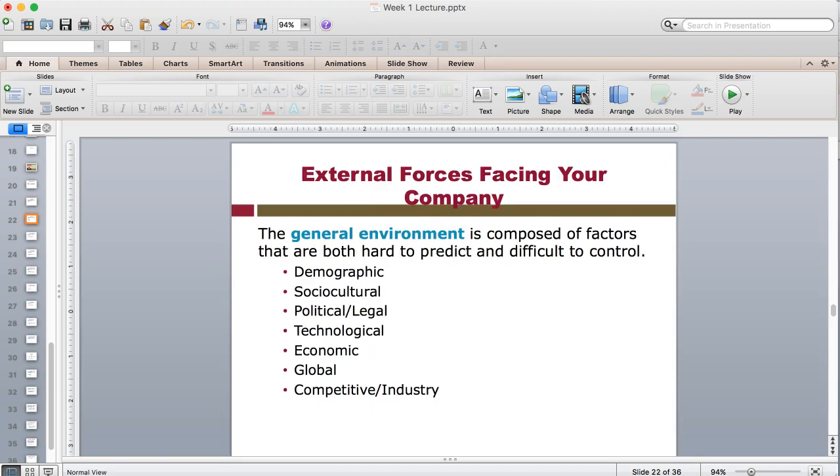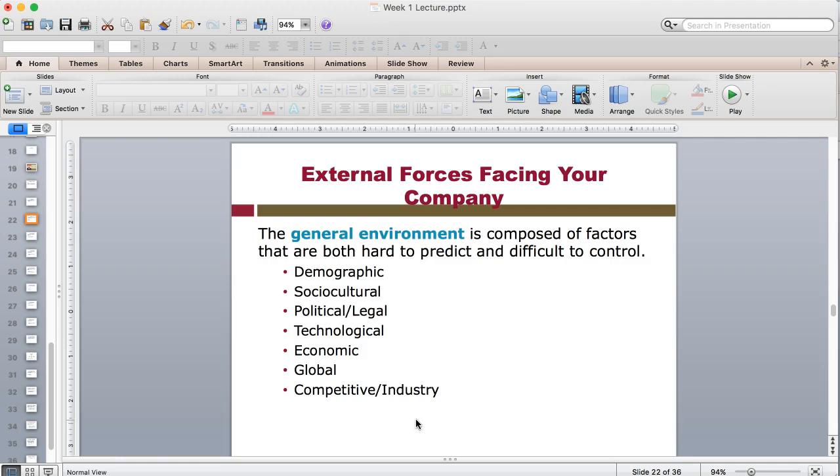So here's your tool. When you're looking at the general environment, what do we look at? Here are 7 areas that you should consider: the demographic, sociocultural, political, legal, technological, economic, global, and competitive industry environment. When you're thinking about the external environment, not complicated, go through each one of these and determine what the trends are in those areas that may have an effect on your company in the future. And I'll give you a clue: if you don't know what they are, or you can't think of them on your own, that puts you in good company, by the way. Google it. It's not complicated.